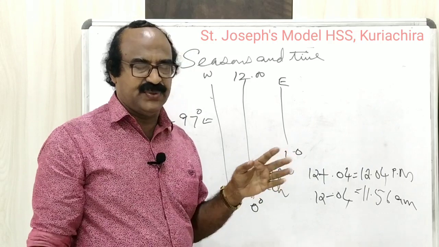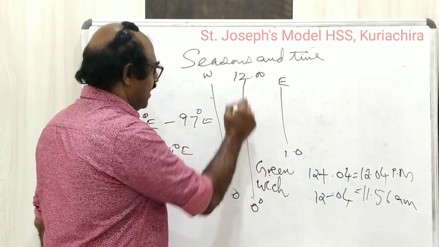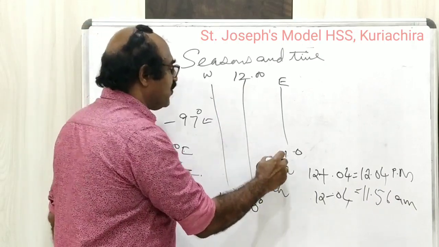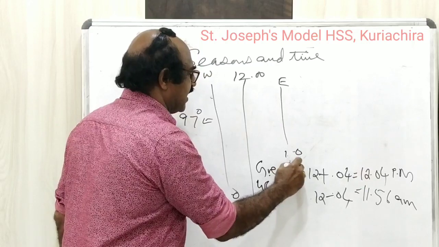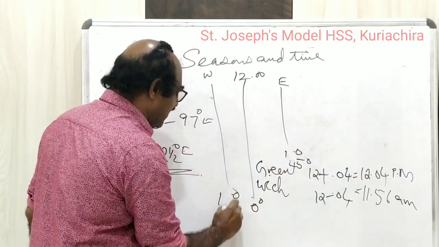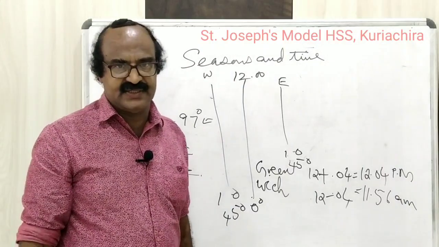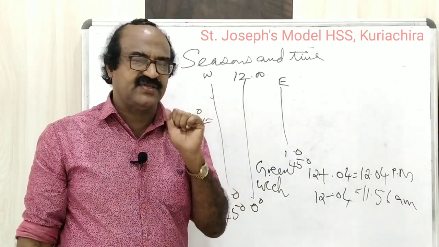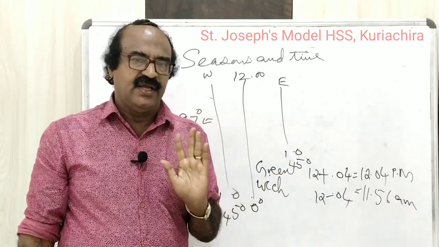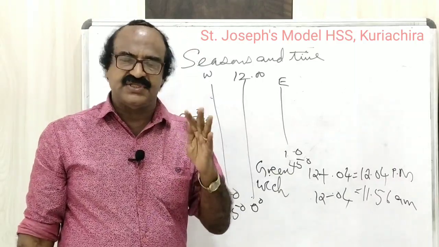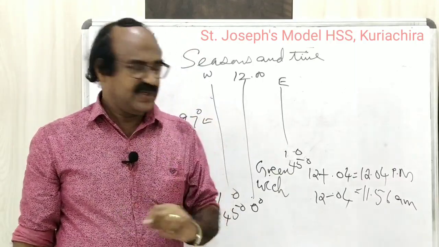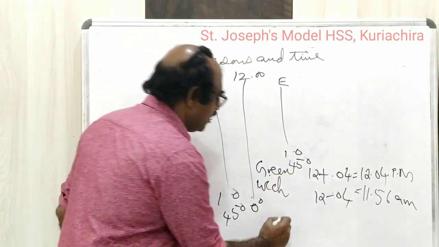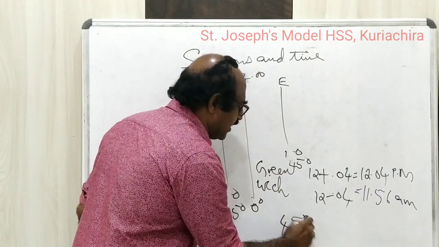For example, I will do one problem for you. The time is 12 noon at the Greenwich line. What is the time at 45 degree east? And what is the time at 45 degree west? How can we calculate this? I told you that to complete 1 degree of rotation, the earth will take 4 minutes. To complete 15 degree longitude, the earth will take 15 into 4. In this method, you can calculate 45 into 4.